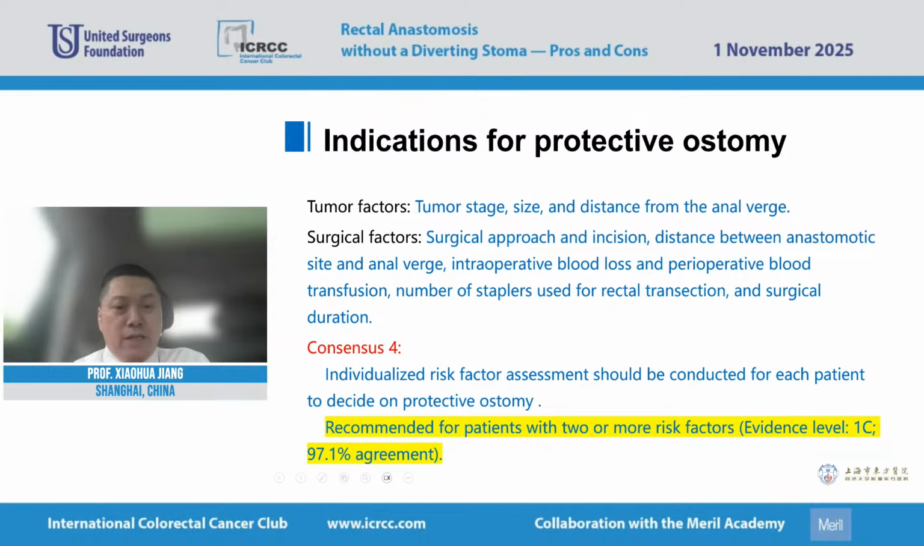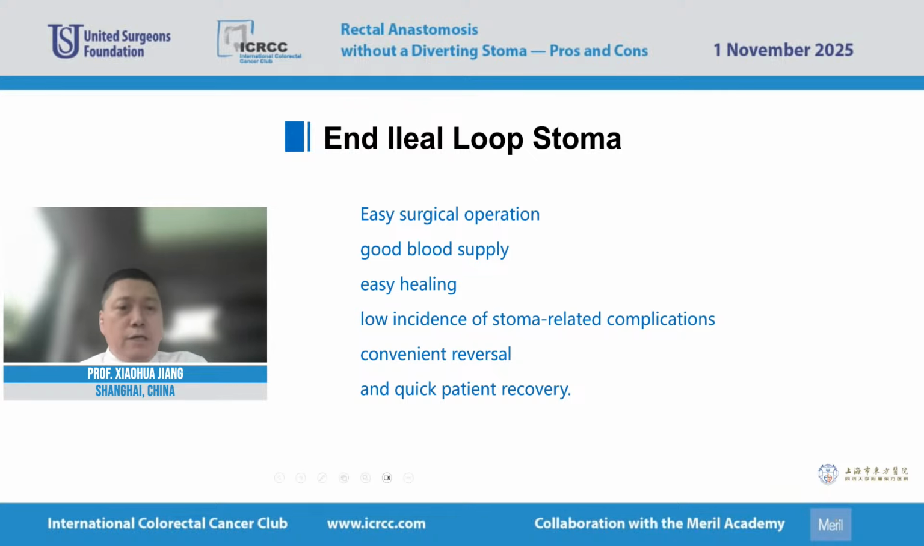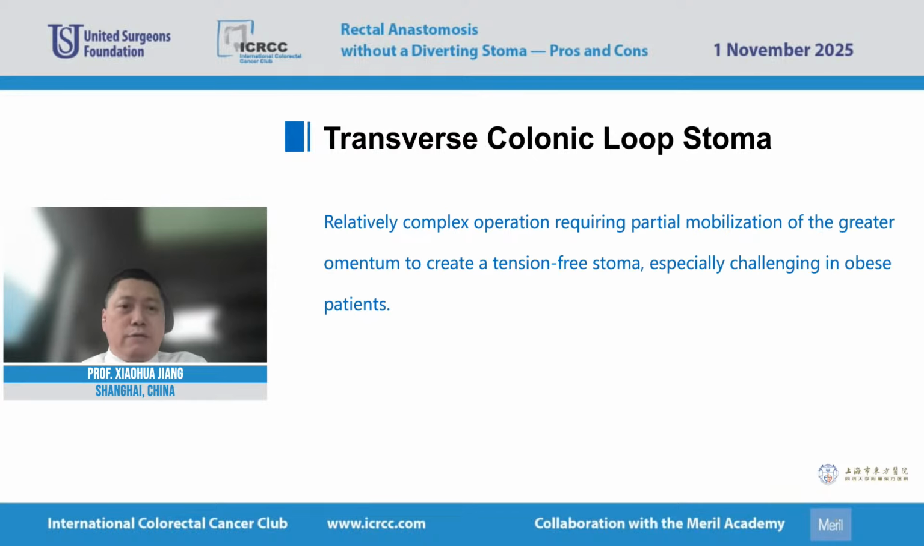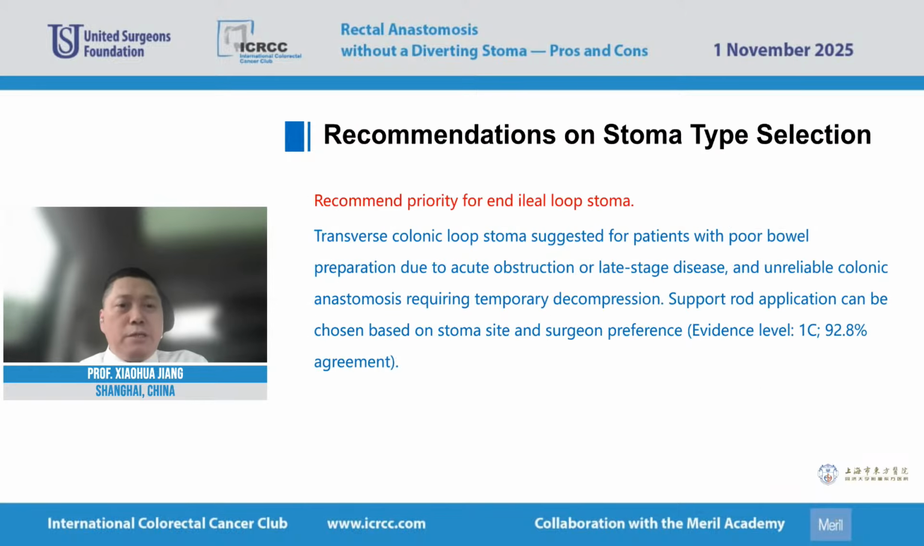The individualized risk factor assessment should be conducted for each patient to decide on prophylactic ostomy. It is recommended for patients with 2 or more risk factors for ostomy. And we described the surgical technique and the principles, including the stoma type selection, like ileostomy or colostomy. Ileostomy is more often used, and the transverse colonic loop stoma is seldom used. And we describe the advantages and the disadvantages of different stoma sites and the surgical principles.